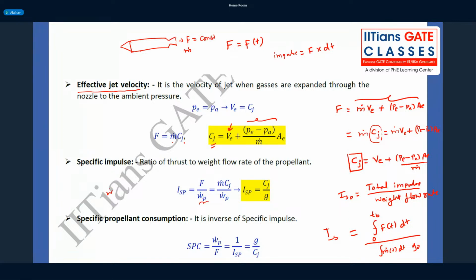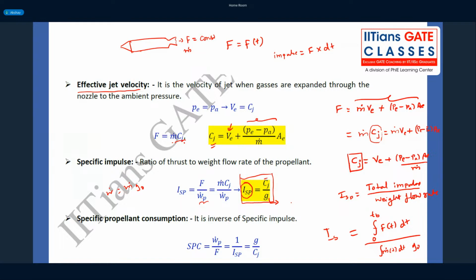Weight flow rate, we define it as mass flow rate times g naught, right? And force is nothing but mass flow rate times effective exhaust velocity. So I can have a very beautiful relation between effective exhaust velocity and the gravitational constant with the specific impulse. Though the specific impulse depends on various parameters, when it comes to a regular class, we will dig deep into the specific impulse definition.